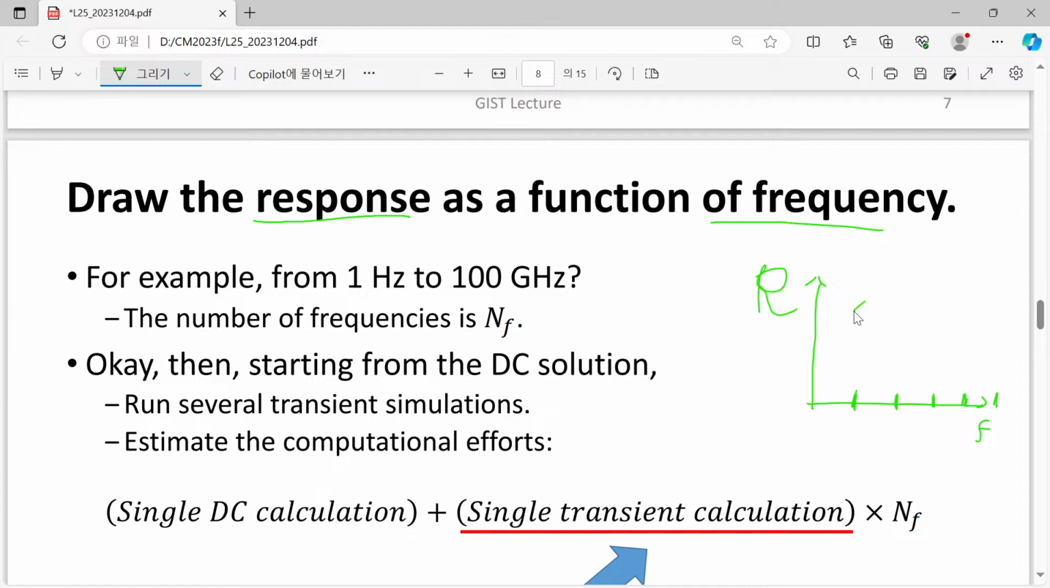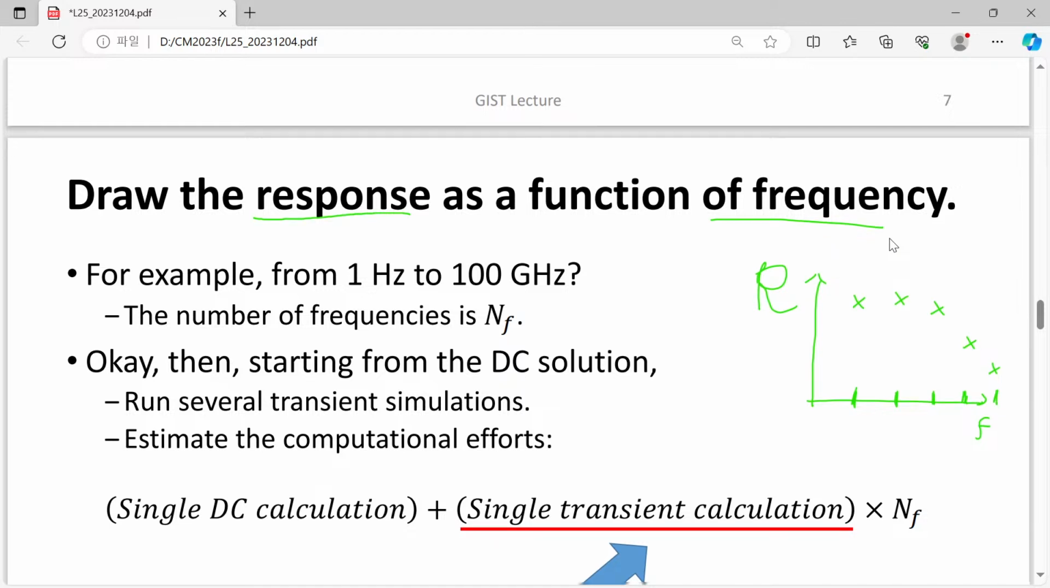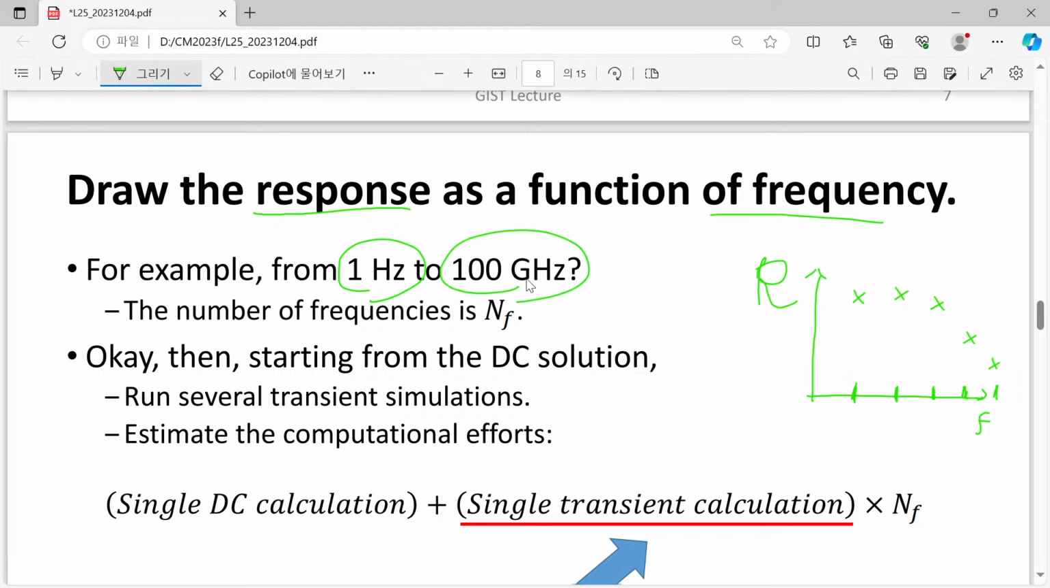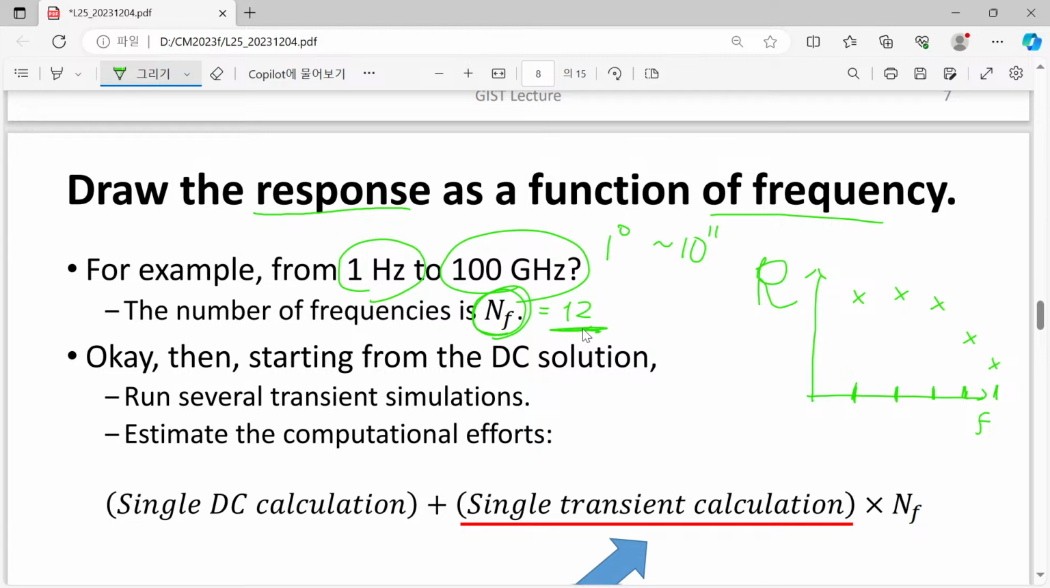Then how does it look? You must calculate this one, and also this one, and this one, and so on. So you must consider many different frequencies for your calculation. For example, if you have to calculate from 1 Hz to 100 gigahertz, this is 11 orders of magnitude difference. Even when you start from 10 to the 0 to 10 to the 11 with just one point per decade, you still must have 12 frequencies.